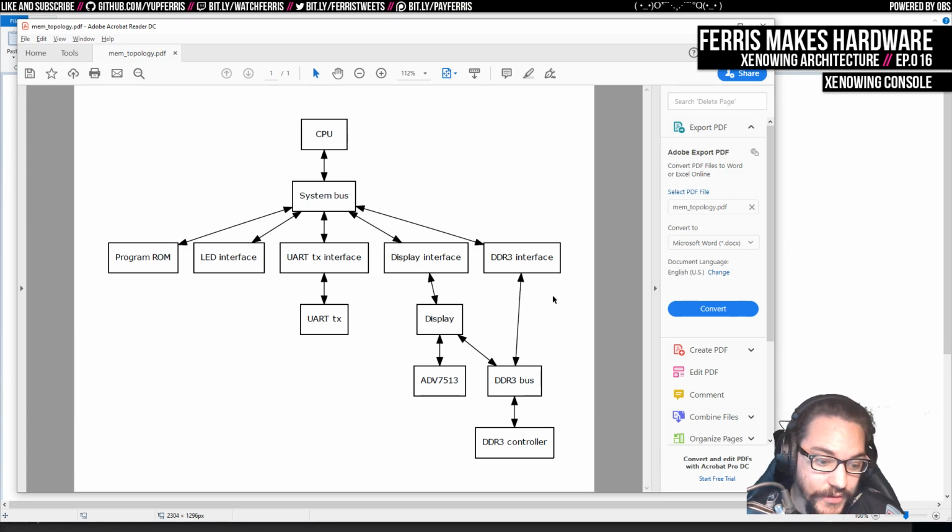So the DDR controller does not have multiple ports. That's one thing. And even if it did, it would still have to be able to serve those efficiently. I don't know how that would work.